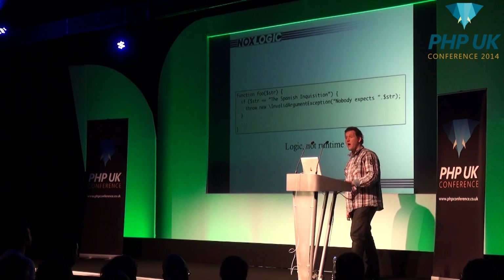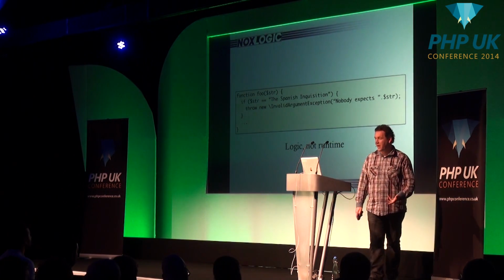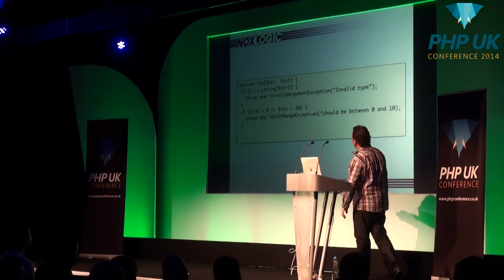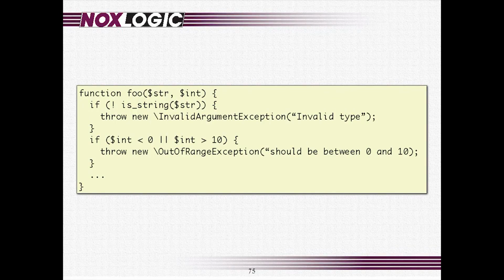You can, as a programmer, change that. You can change it into a non-exception. Same thing as here. So if the string is not a string, an invalid argument. If the integer is less than 0 or more than 10, you can throw an out-of-range exception. It's still a logic exception, but at least it's not a runtime exception, because there are some runtime exceptions that do pretty much the same thing.